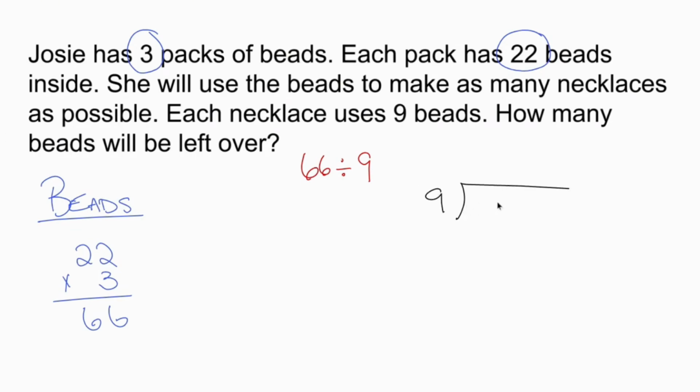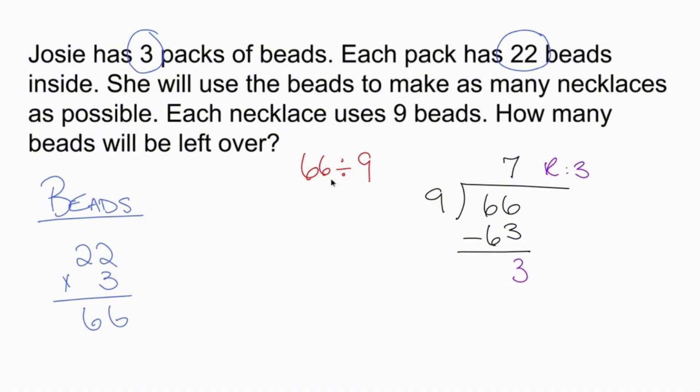Okay, 9 goes into 66. And then we just do regular old long division. 9 goes into 66, let me think, 7 total times, because 7 times 9 is 63. Now we subtract. And 66 minus 63 is 3. With no more numbers to drop down, that 3 is our remainder.